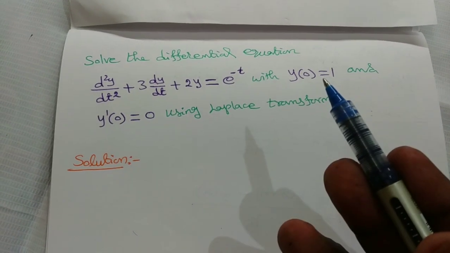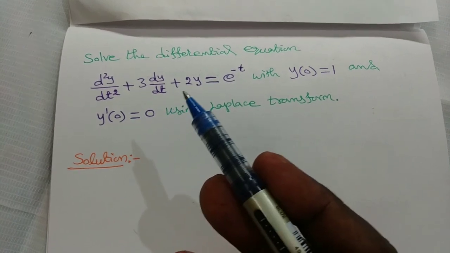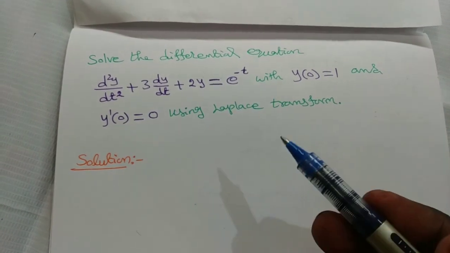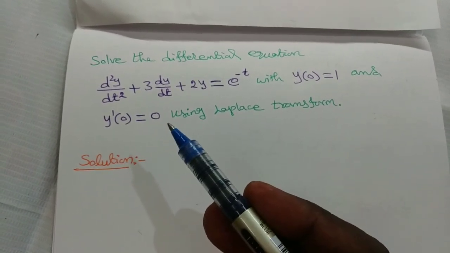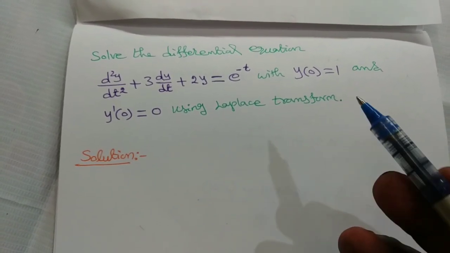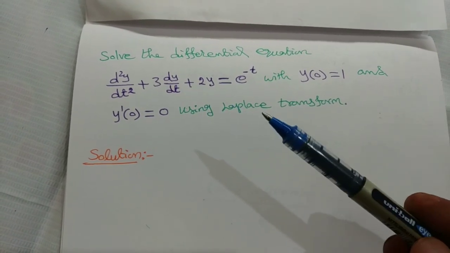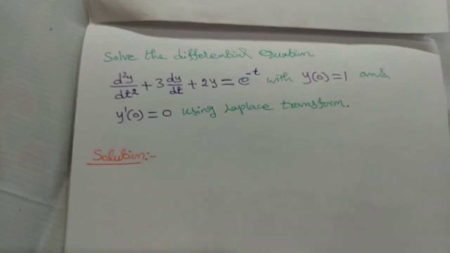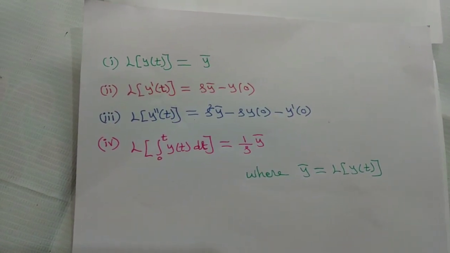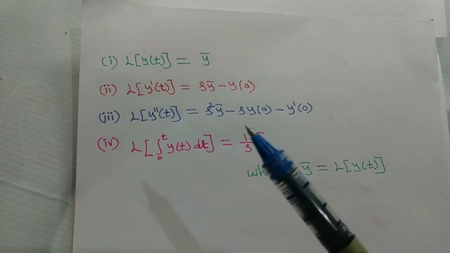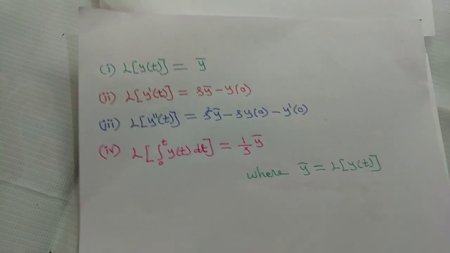Solve the differential equation d²y/dt² + 3 dy/dt + 2y = e^(-t), with y(0) = 1 and y'(0) = 0, using Laplace transform. To solve this differential equation we have to use the Laplace transform method. These are all the formulas we have to apply to solve the given differential equation. This is the usual formula. Here I'm going to use these formulas.